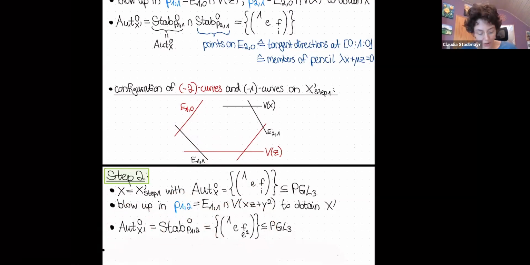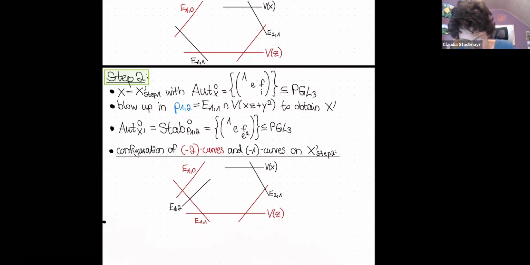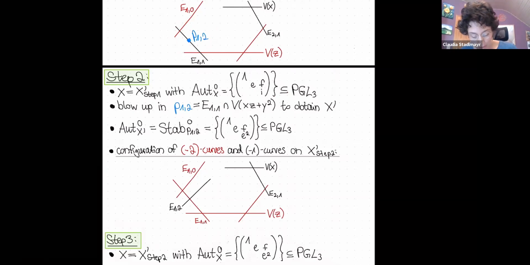And in this case, the configuration of -2 and -1 curves looks like this. And maybe as before in the above picture, I can draw in the point P12, which would be somewhere here. Of course, now you all know how the procedure works and what we do in the next step. Let's have a look at step 3.